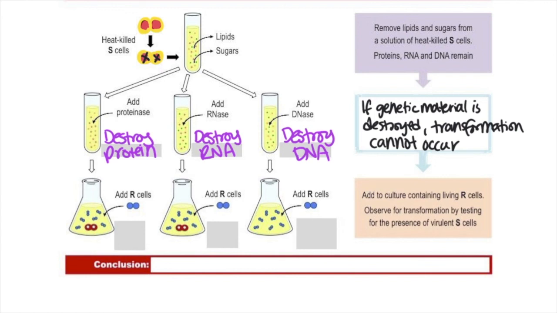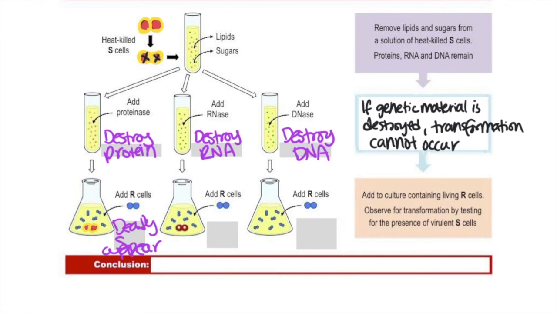So in this first trial, when they added the proteinase to destroy the protein, and then they added the harmless living R cells, and they mixed them all together, transformation still occurred and the deadly S cells appeared. Let's write that down. Deadly S appear. You can see that shown by those bacteria right here. So we've got this deadly strain. It still appeared. So clearly, if protein is destroyed, the transformation still occurs, so therefore protein cannot have been the genetic material.